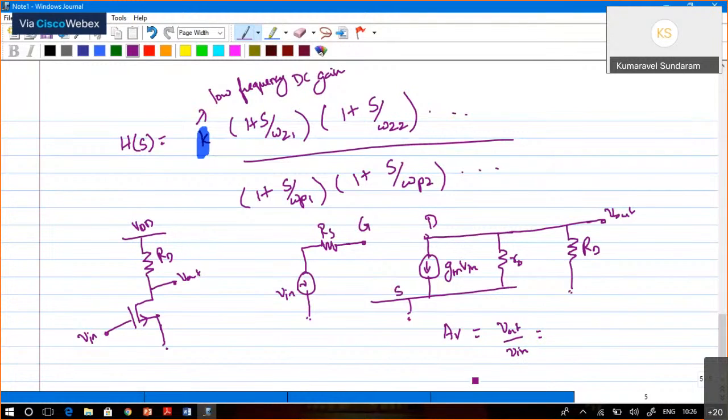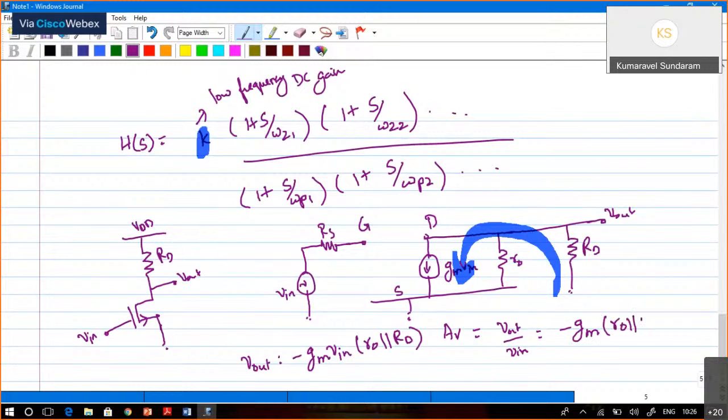So what is V out? V out is equal to the current that is going to flow, GM V in. It is flowing like this, right? So minus GM V in times R naught parallel RD. R naught and RD are parallel. Okay. So V out by V in is equal to minus GM R naught parallel RD. So we can write approximately equal to minus GM RD. This is the low frequency DC gain.